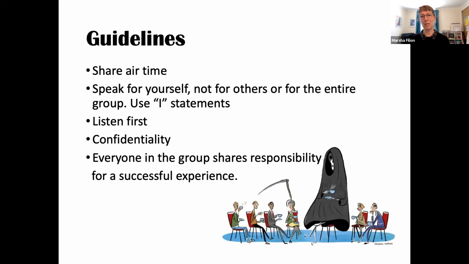And here are the guidelines. After this, once you know all this, you'll be able to start your own death cafe. It's that simple. So the guidelines are really, really basic.